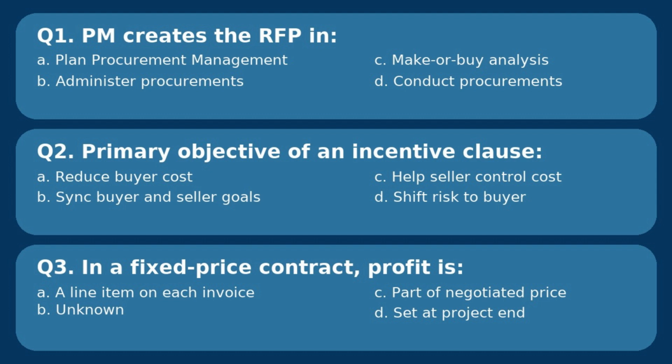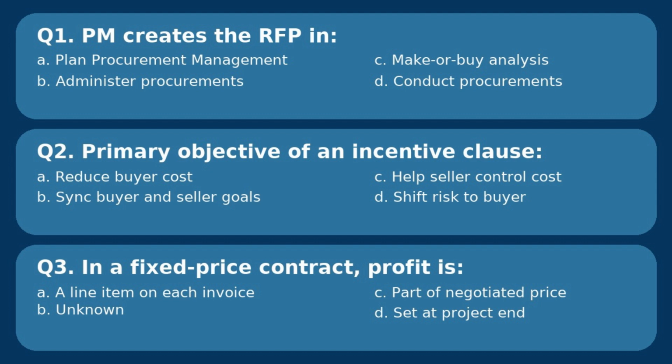Moving on to the next question, which is about profit in a fixed price contract. In a fixed price contract, is the fee or profit unknown, or applied as a separate line item on every invoice, or is it part of the negotiated total price, or determined with the other party at project end? The right answer is part of the negotiated total price.